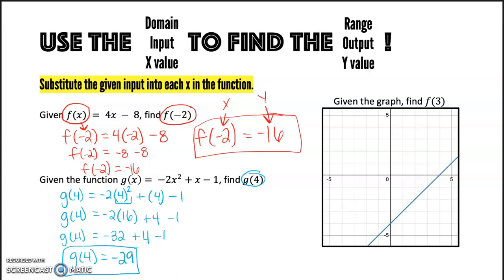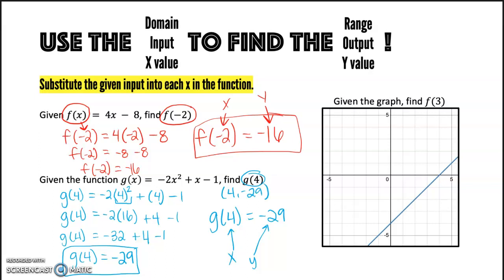So that's our final answer. G of 4 equals negative 29. When x is 4, y is negative 29. We could even write that in an ordered pair if we wanted to. (4, negative 29).